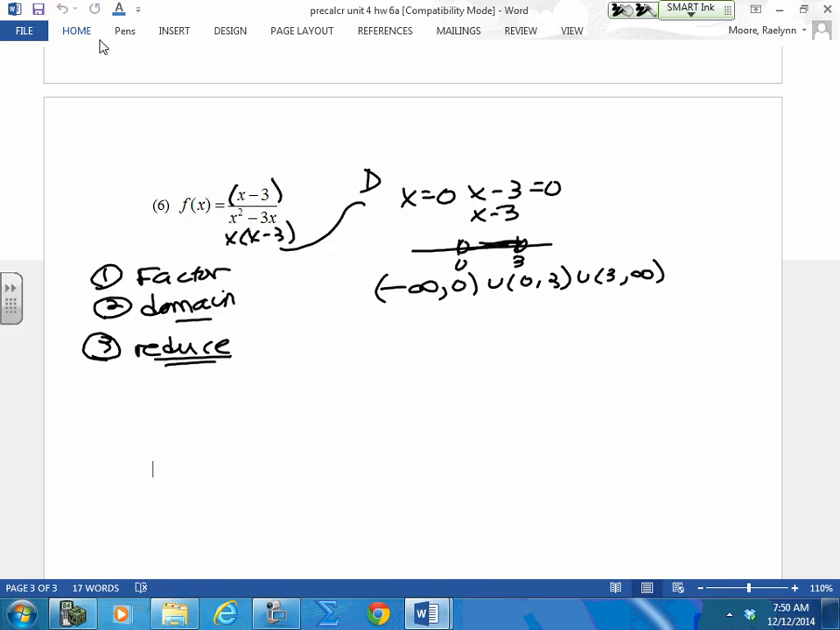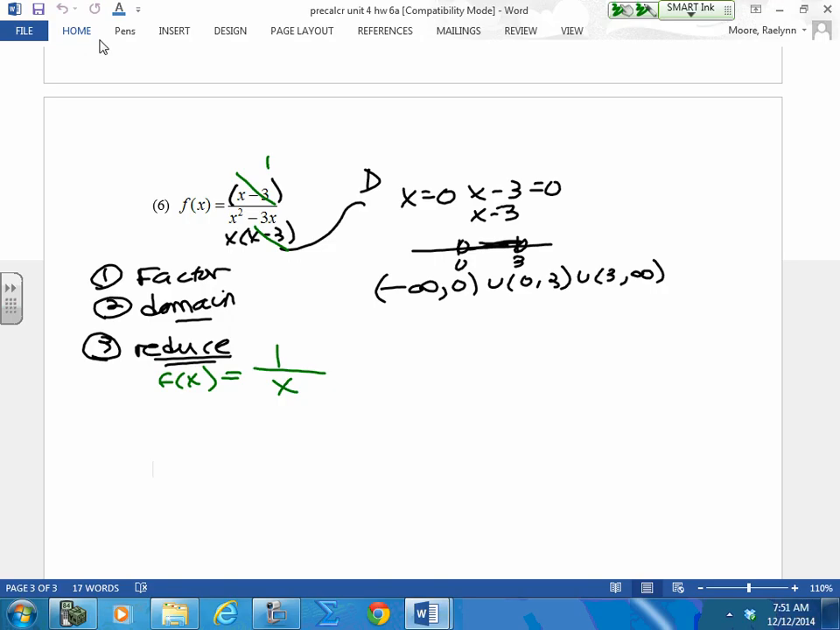So what factor can we cancel out? What's the factor on the numerator and the denominator? X minus 3. What's left in the numerator? 1. So let's write this down here. This is our reduced rational function. So 1 over x.